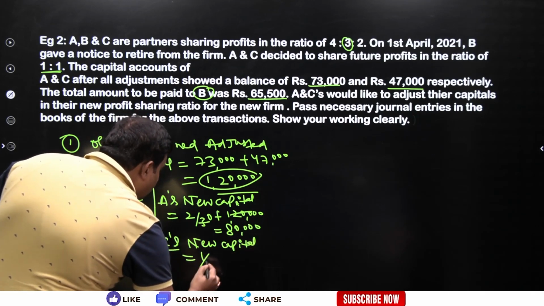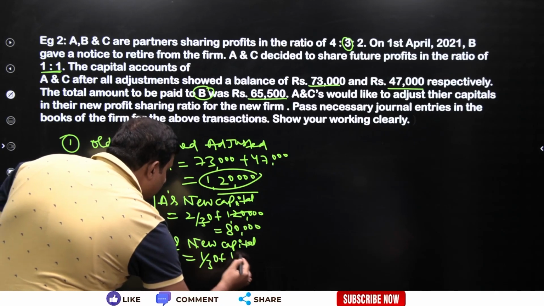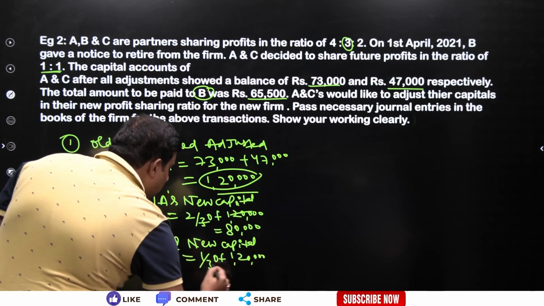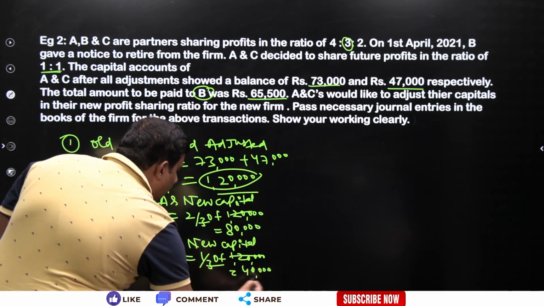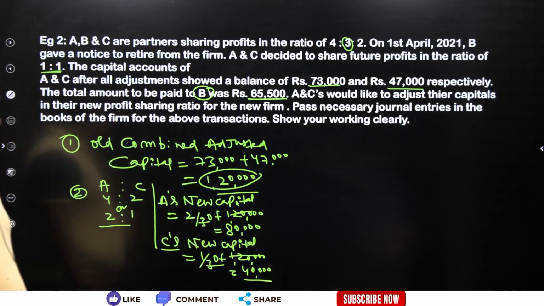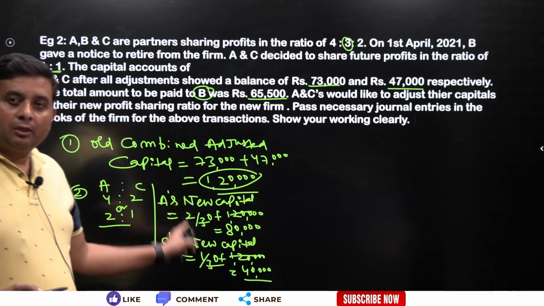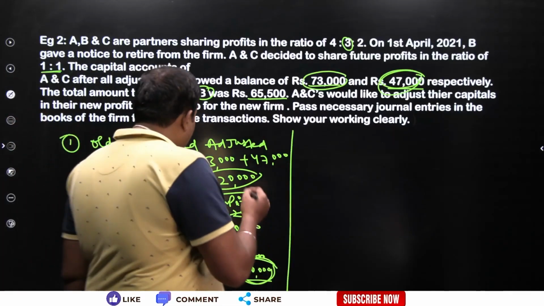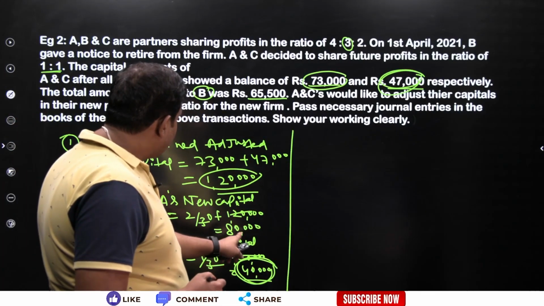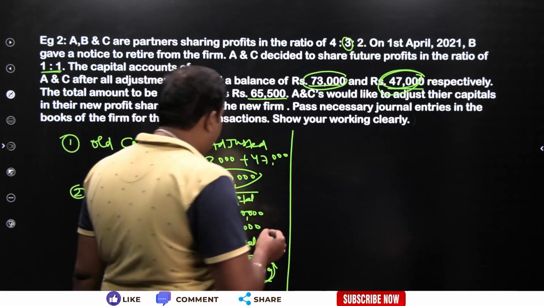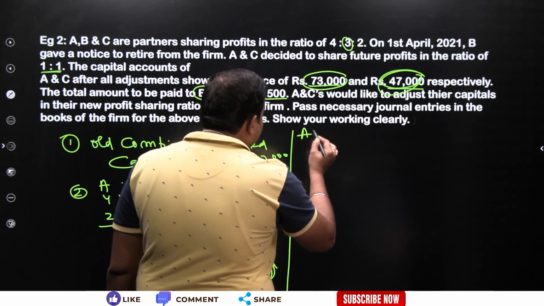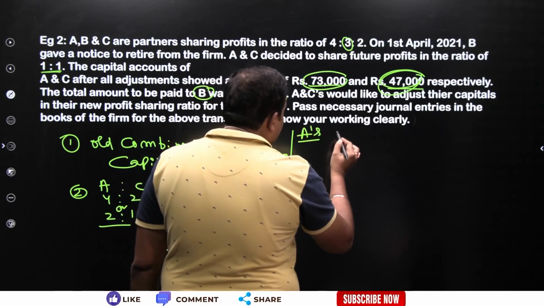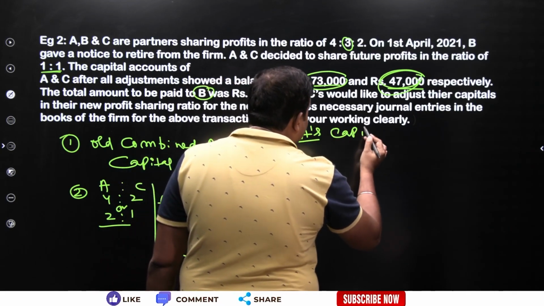And for C, it should be 1/3 of 1,20,000. So that should be how much? 40,000. Okay, so this is the new capital of A and C. Here A's new capital is 80,000 and C's new capital we have already calculated, that is 40,000. So now we'll do some adjustment for A, A's capital adjustment.